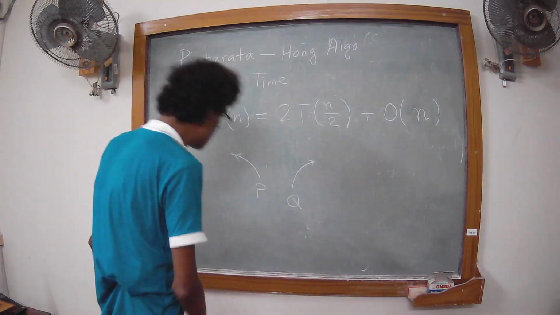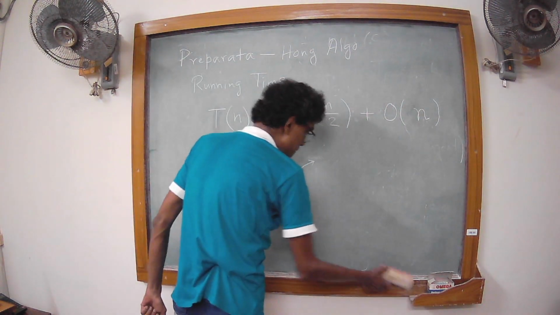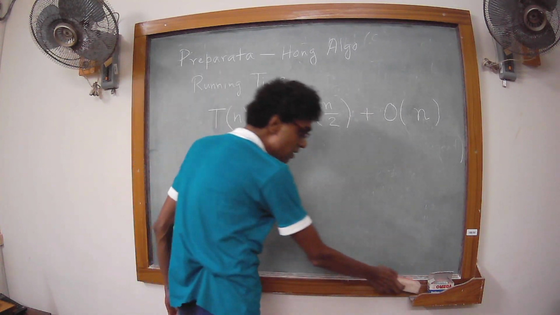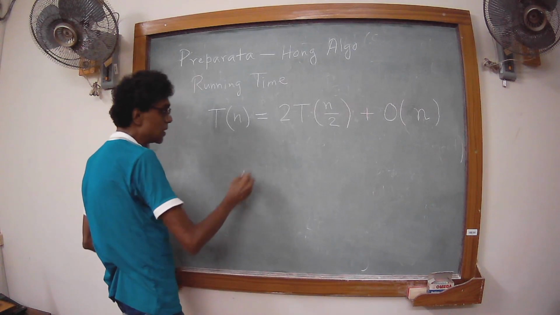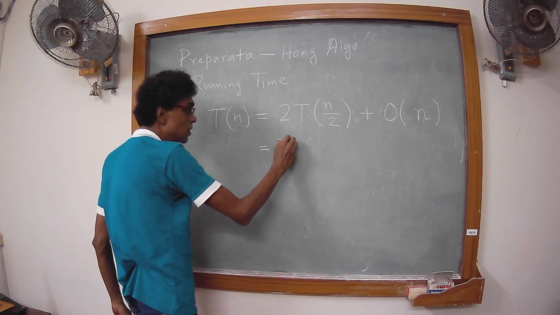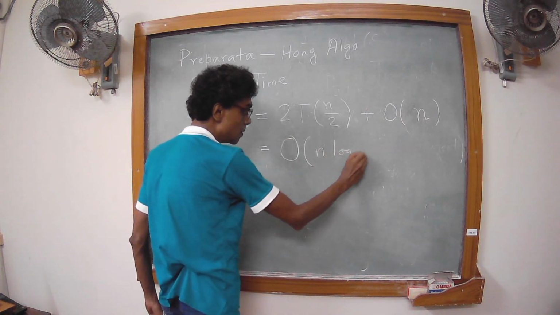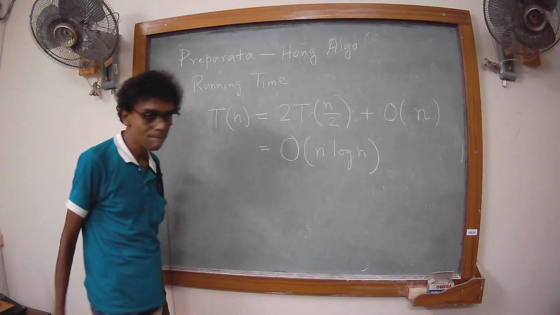Therefore, this running time looks very similar to that for merge sort, and the solution is therefore also identical. It is big O of n log n. That's it.